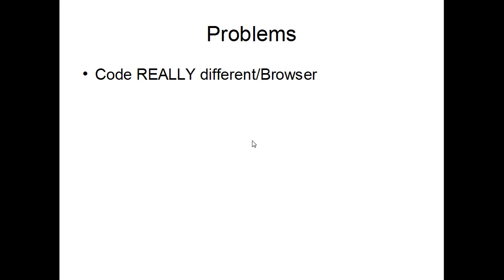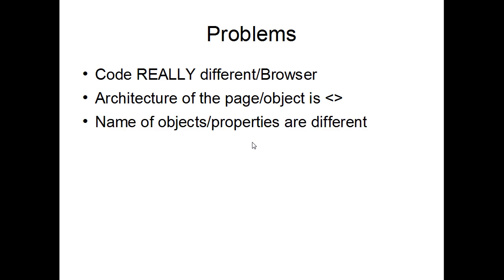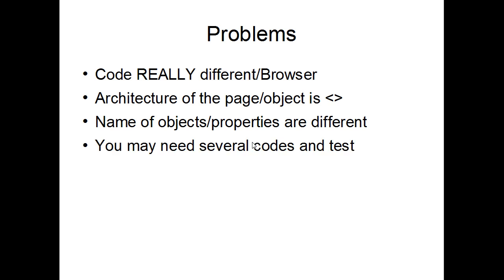What are the problems when you want to use JavaScript inside your WebDev site? Well, the first main problem is that the JavaScript code is really different from one browser to the next, and that is mostly because the architecture of the page and of the objects of the page is completely different from one to the next. They implemented their stuff in very, very different ways. The names of the objects and properties are different too. So it is really a mess to be able to code for browsers and JavaScript. You may need several codes and tests. In fact, you will need several codes and tests if you want to support multiple browsers.